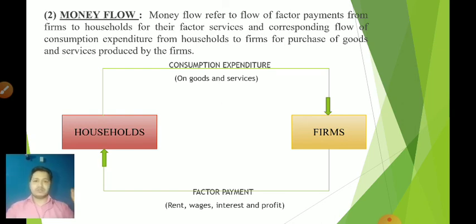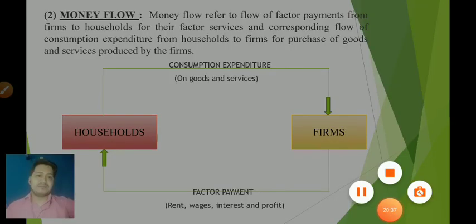Now from the firm you receive goods and services. The household receives goods and services from the firm. Now the consumption expenditure, or the money which they spend on goods and services, is supplied from household to the firm. This is simply known as the consumption expenditure on goods and services. So this is our money flow, dear student.